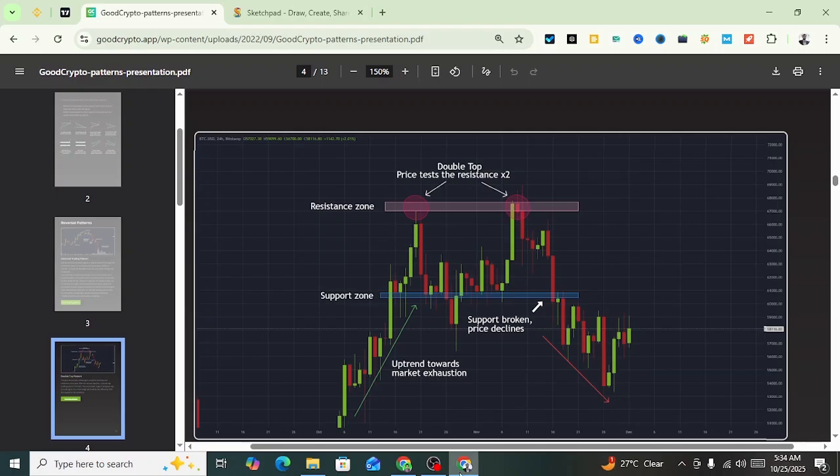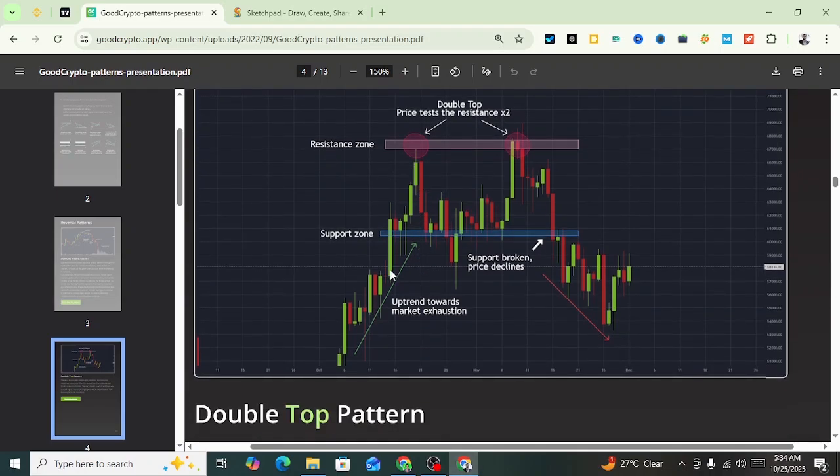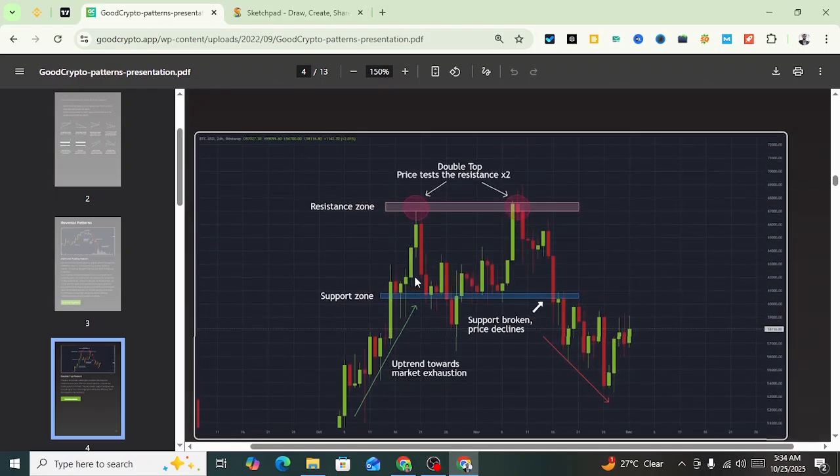So you have to understand the double top pattern. When the market declines at the resistance position, the market goes down. This is a very important pattern. There are huge numbers of patterns, and this is the most well-known one.